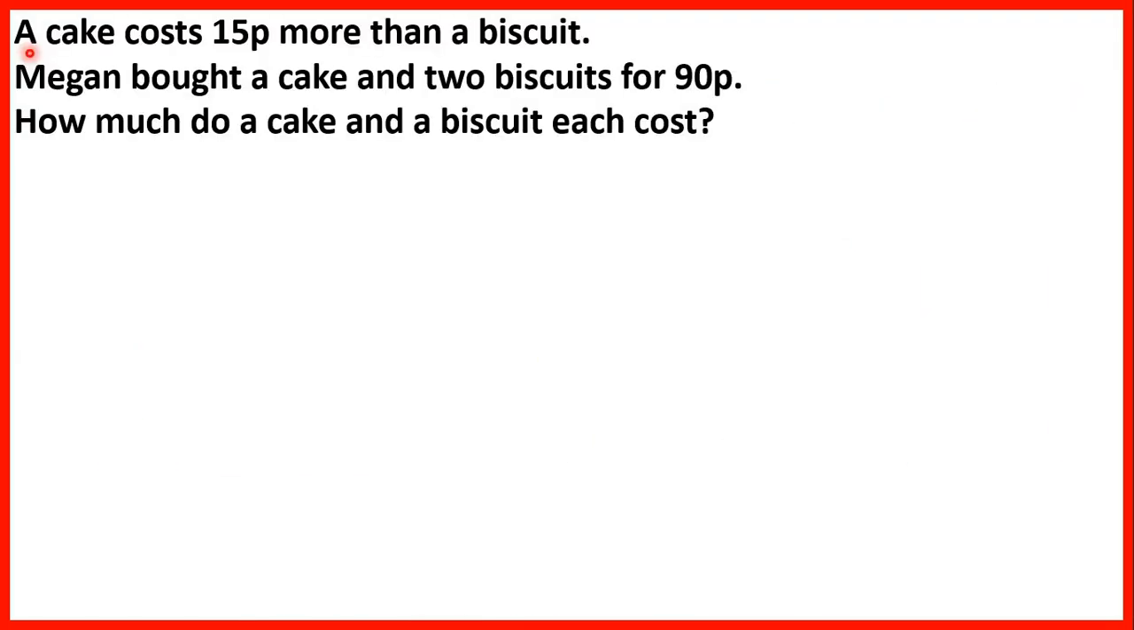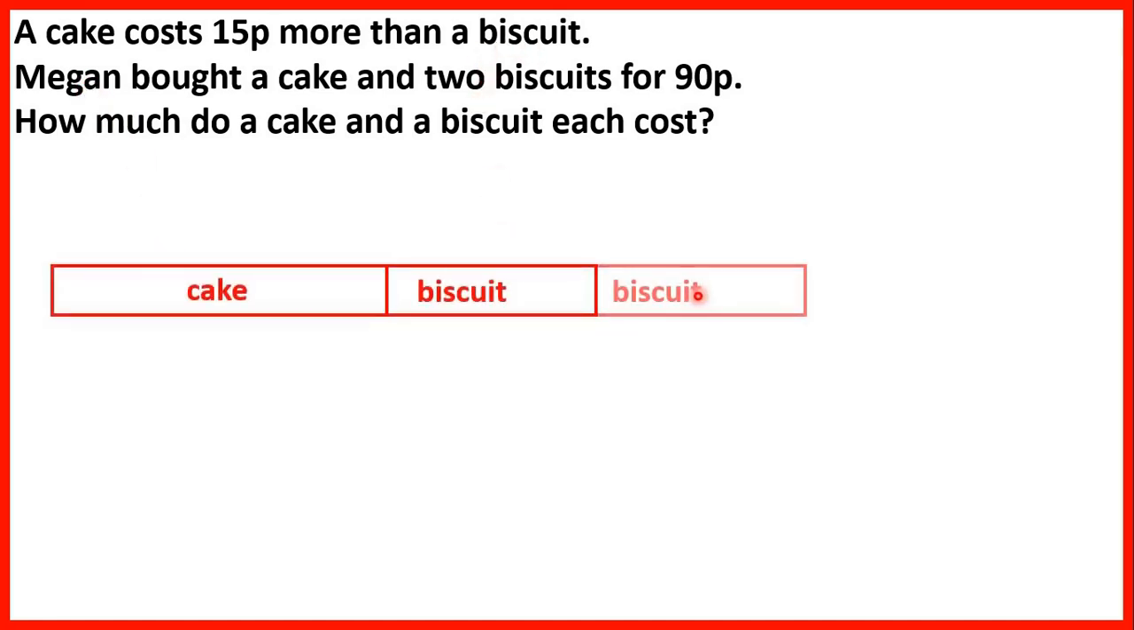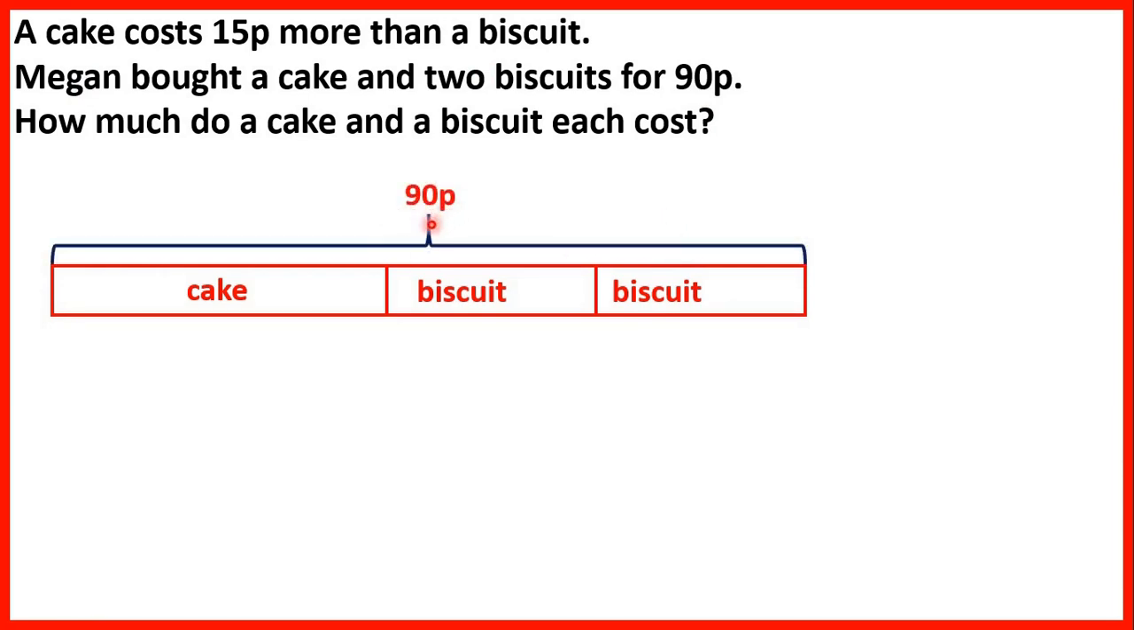A cake costs 15 pence more than a biscuit. Megan bought a cake and 2 biscuits for 90p. How much do a cake and a biscuit cost? So for this question, we can either use trial and improvement or we can draw a bar model. We know that Megan bought a cake and 2 biscuits and that cost 90p altogether.